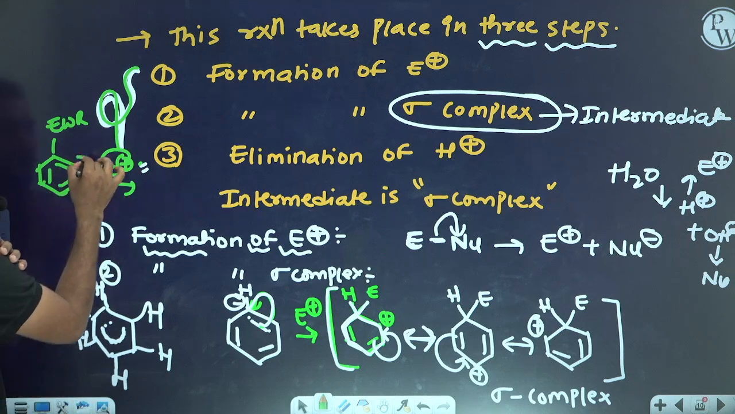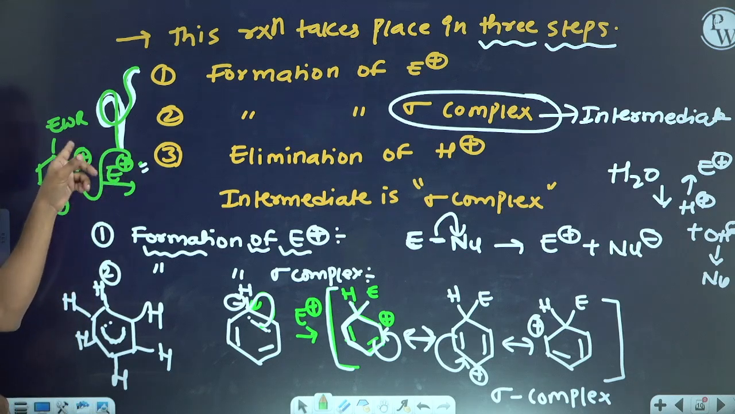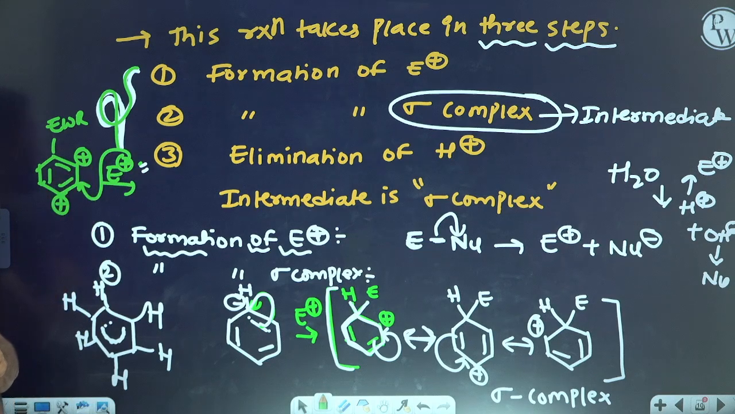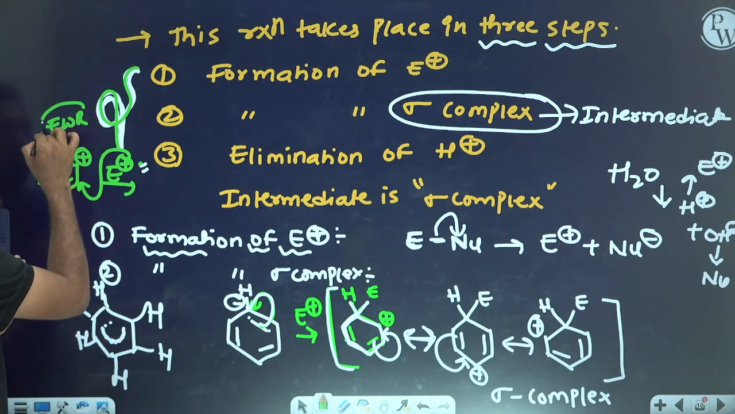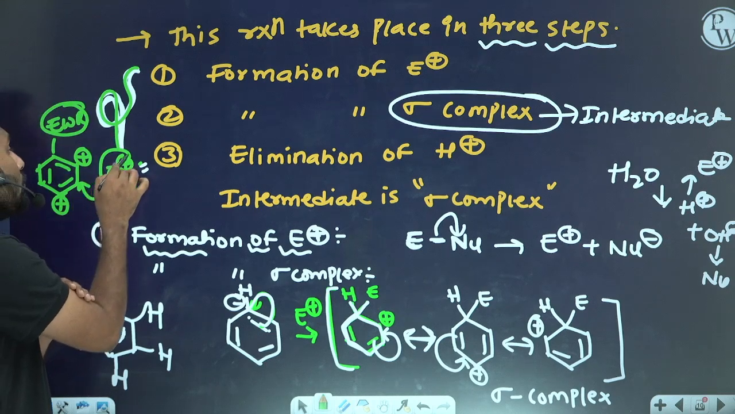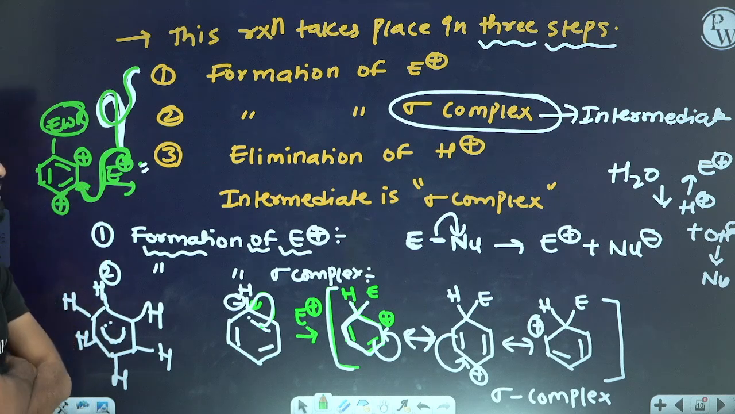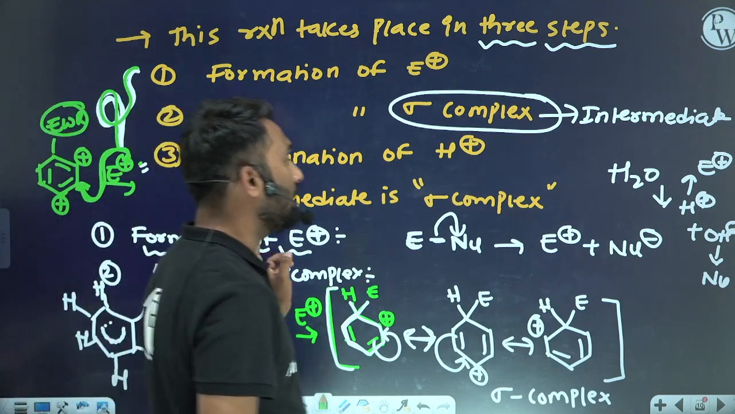Because the ortho position and para position already carry a positive charge, and the electrophile also has a positive charge. That is why, if there is an electron withdrawing group on the benzene, the electrophile will attack at the meta position.